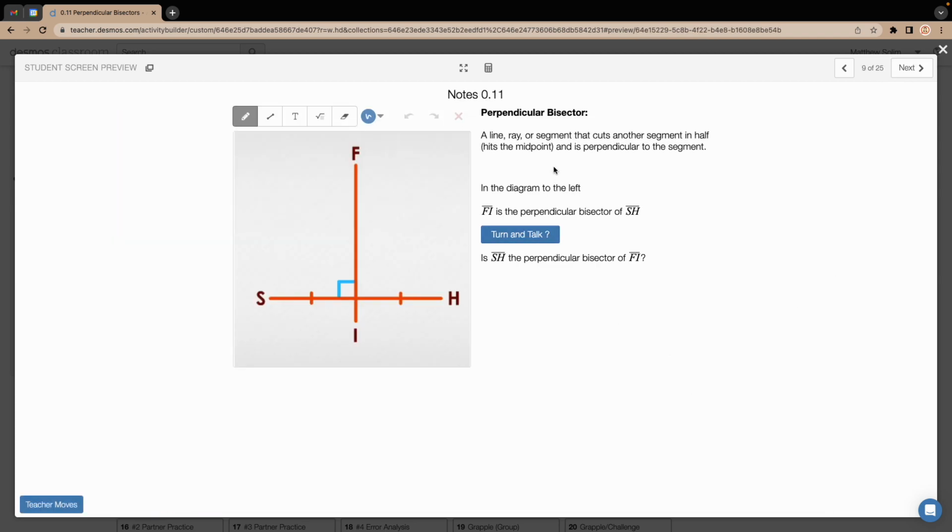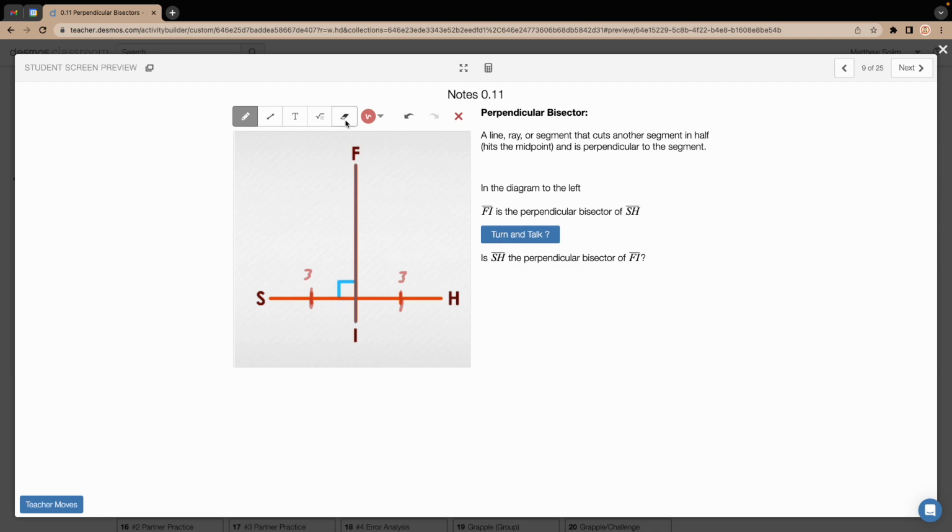So a perpendicular bisector is a line or segment that cuts another segment in half. So for example, FI is the perpendicular bisector. So let me just draw this a little clearer. FI bisects SH, right? SH is being cut in half. So this little symbol means this side of SH is equal to this side. Those two sides are equal, maybe they're 3 inches and 3 inches, just picking numbers to show you they're equal.